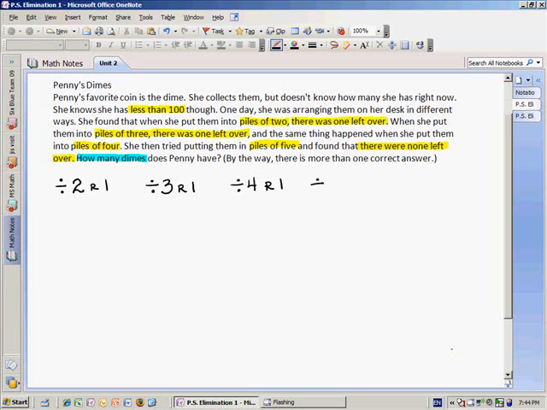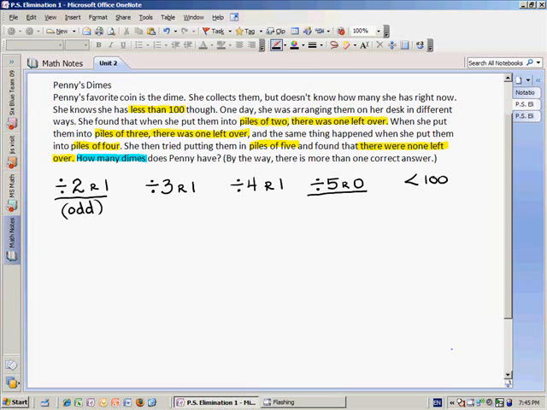In piles of 5, remember that there were none left over, so if we divide it by 5, the remainder is going to be 0. We also know that her number is less than 100. So here are all of our key ideas. Let's see what we gather from these. If we divide it by 2 and have a remainder of 1, that tells us it's going to be an odd number. Divisible by 3 with a remainder of 1, divisible by 4 with a remainder of 1, those we're probably going to have to do the math later.